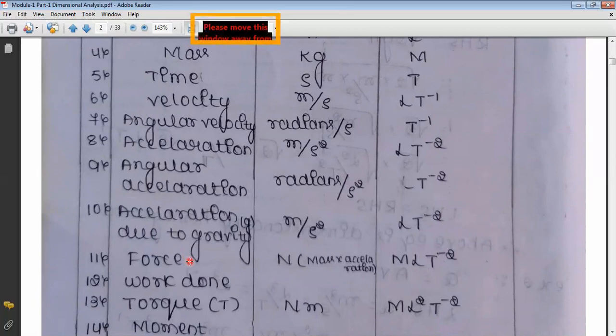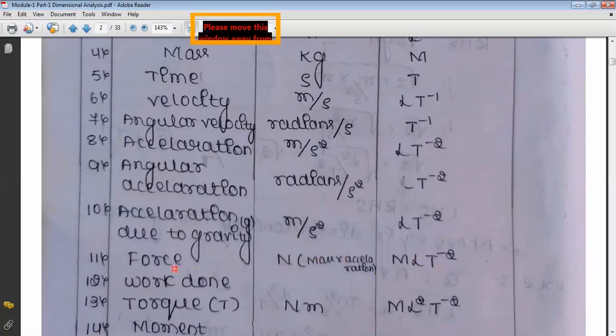You can't write it directly. So in order to write the dimension of Newton, you should go with the formula of force. From Newton's second law of motion, force F is equal to mass multiplied by acceleration. The unit of mass is kg, which you can write directly as M, but the unit of acceleration is meter per second square, which means L t power minus 2. Therefore, the dimension of force is M L t power minus 2.